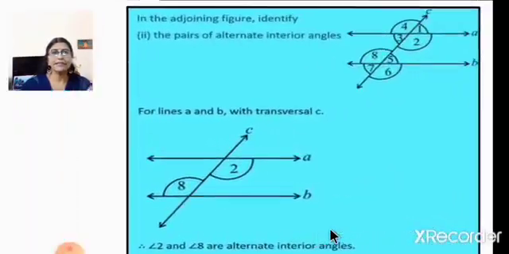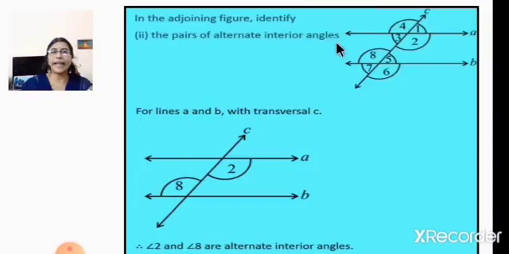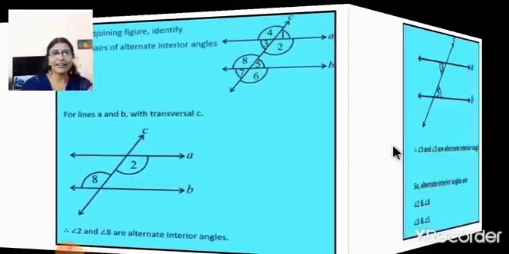Now the second part, the pairs of alternate interior angles. So we have to find out alternate interior angles. We know which are alternate interior angles now. Easily you will be able to tell angle 2 and angle 8. You can see here this is on the right side and this is on the left side of the transversal. So they are alternate, and first of all they are interior. They are inside the lines A and B. So these 4 angles are interior angles: 2, 3, 5, 8. And out of these, angle 2 and angle 8 are alternate interior angles. Similarly, angle 3 and angle 5 are also alternate interior angles.